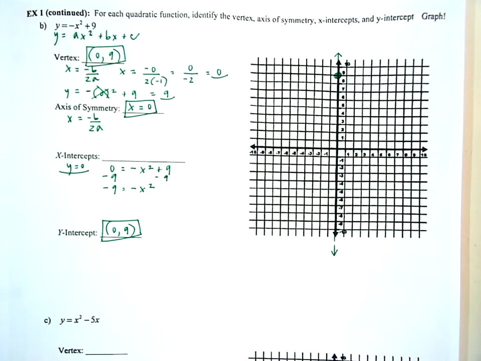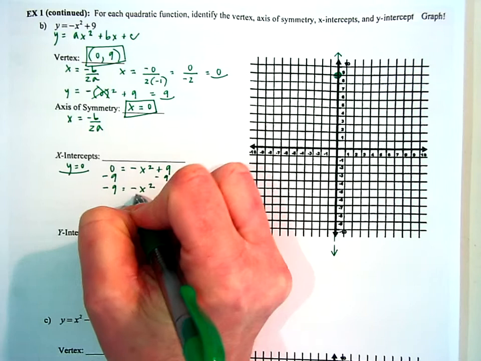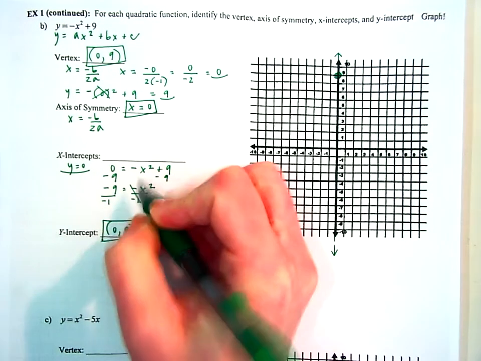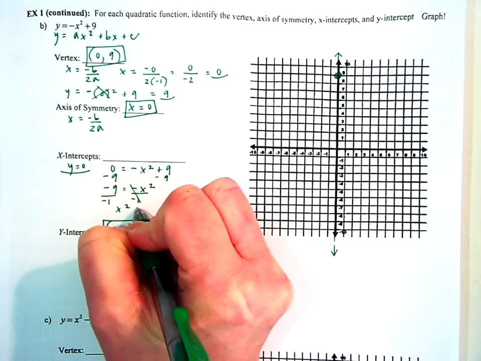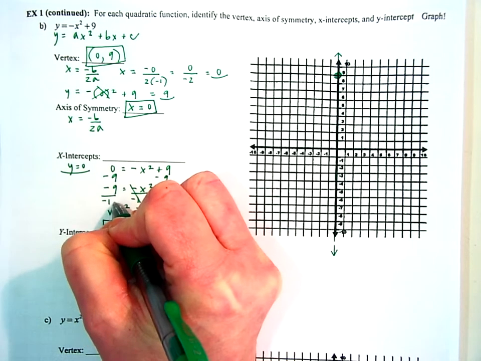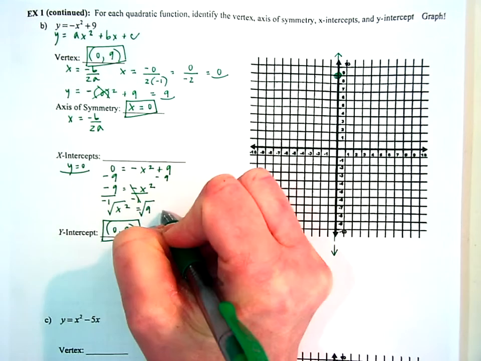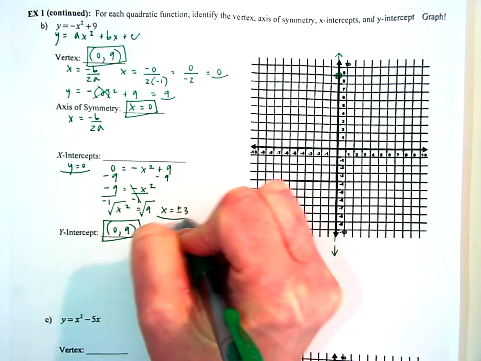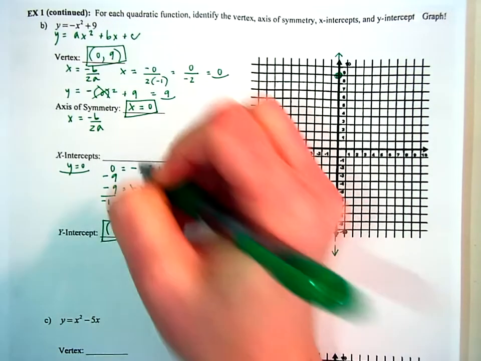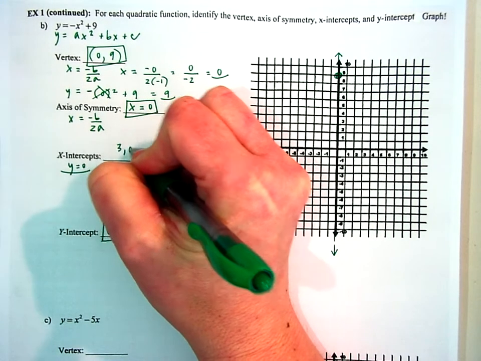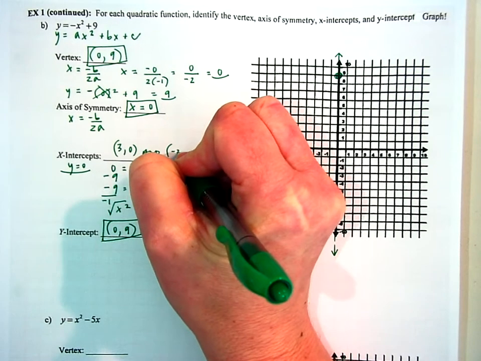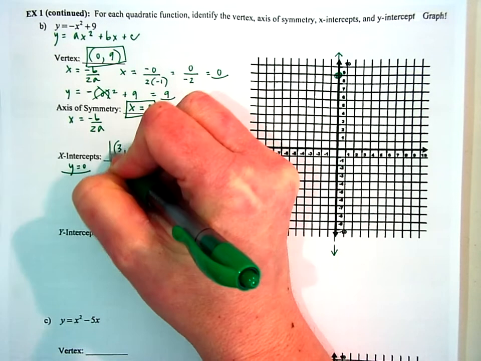So -9 equals -x squared. Okay, I'm trying to solve by taking the square root. Divide each side by -1. So now I really have x squared equals 9. Now I can solve by taking the square root, and I get that x could be plus or minus 3. So my x-intercepts would be at (3, 0) and at (-3, 0).